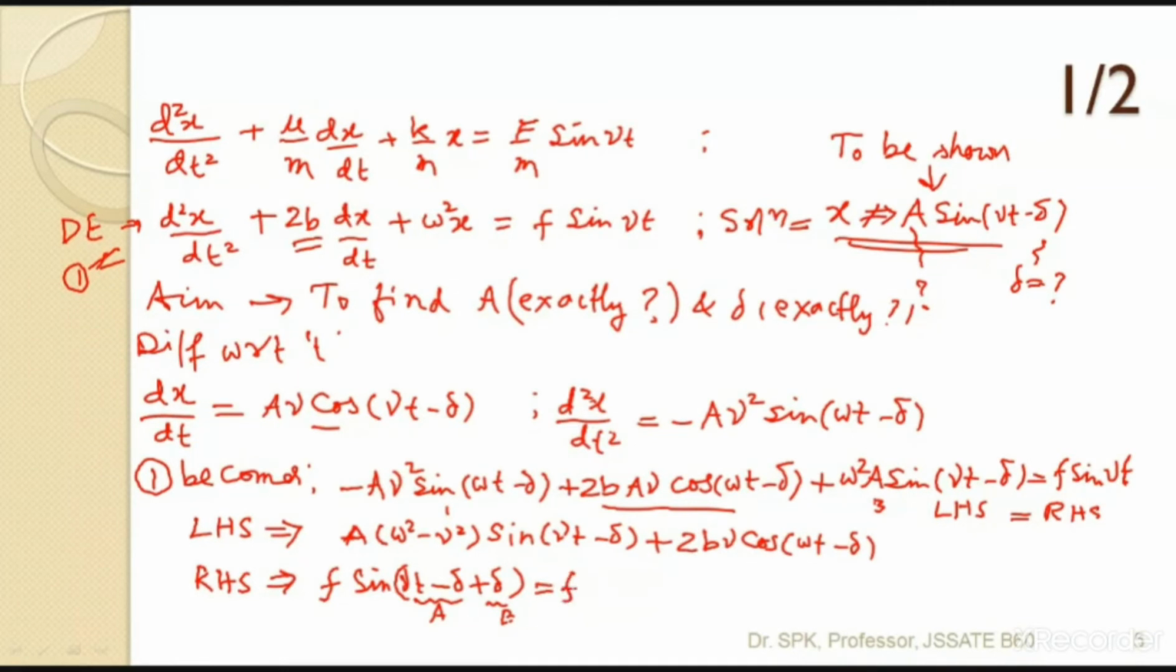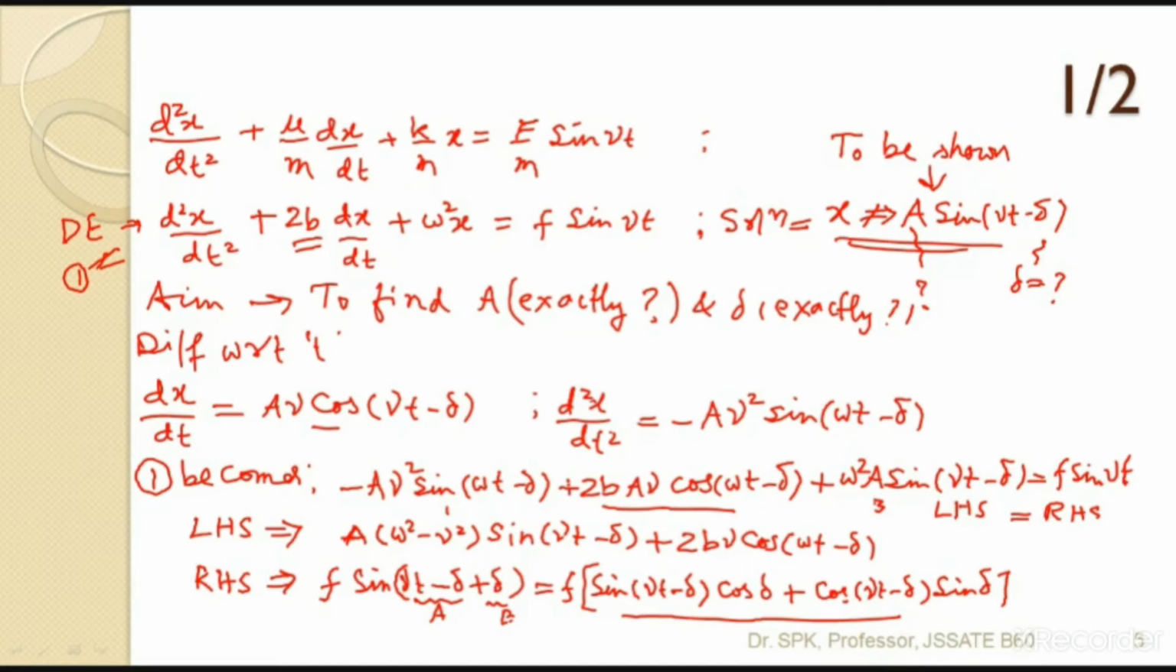You know that sine of A plus B is sine A cos B plus cos A sine B, isn't it? So f is equal to sine of mu t minus delta cos of delta plus cos of mu t minus delta and sine delta. I wrote f sine mu t in this form: f into sine of mu t minus delta cos delta plus cos of mu t minus delta sine delta. So I have RHS and LHS, and I can write in this way.